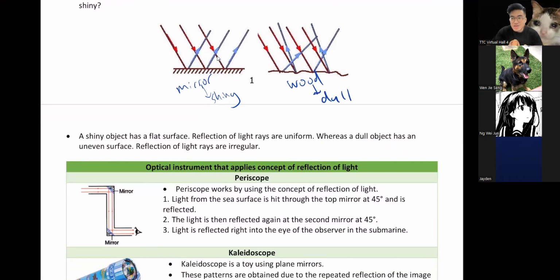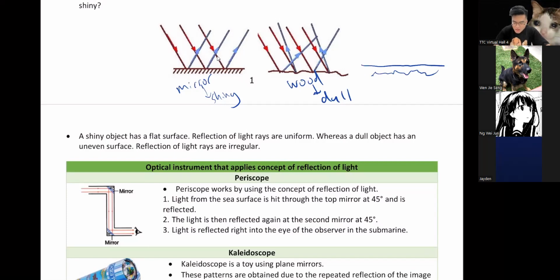Okay, dull. So can you see? Let's say you spill a cup of water on wood. Let's say this is your wooden table. If you accidentally spill a layer of water on it, can you see your wooden table is actually shiny? When you spill water onto any surface, it will look shiny.